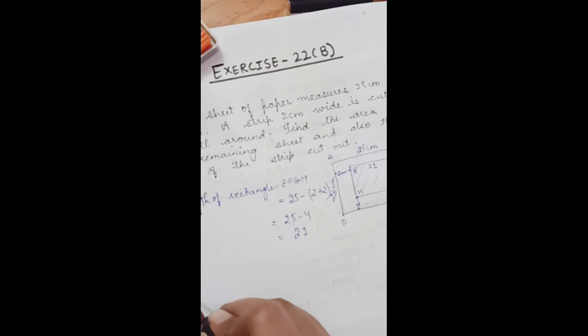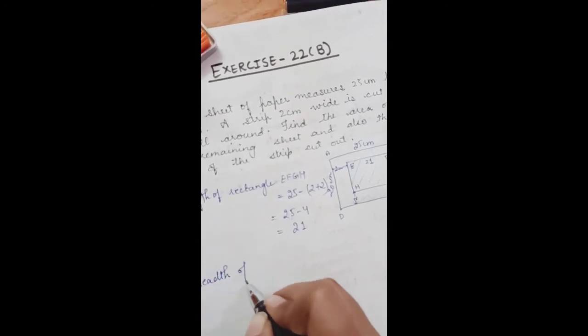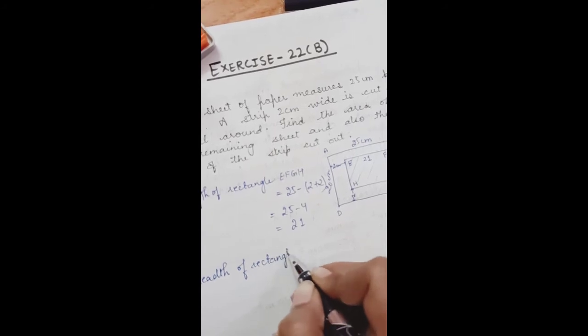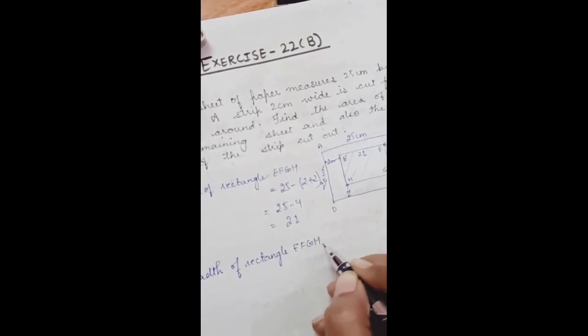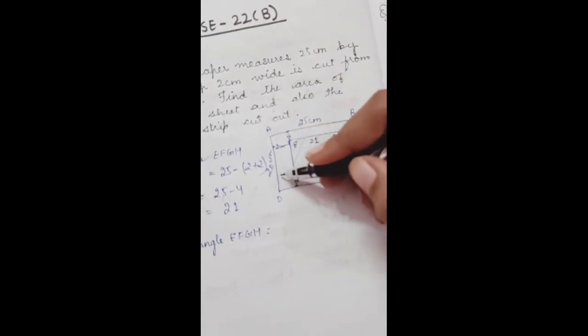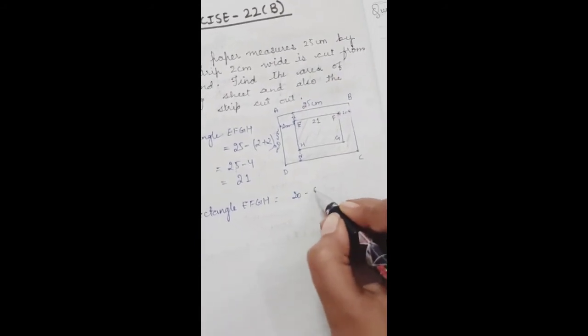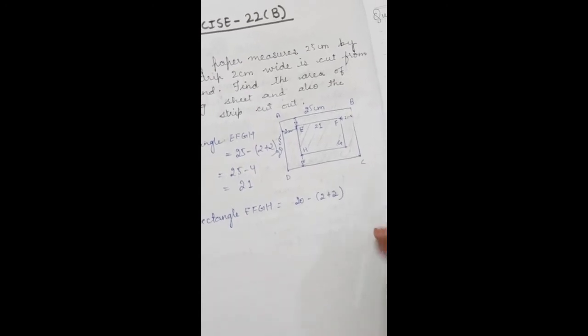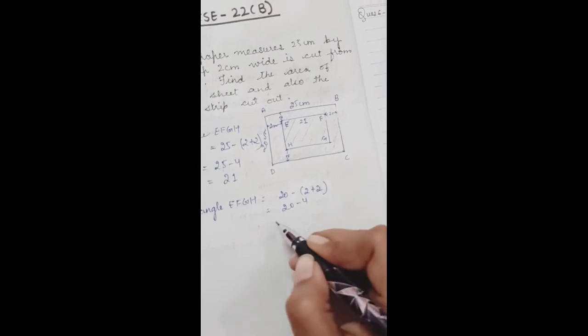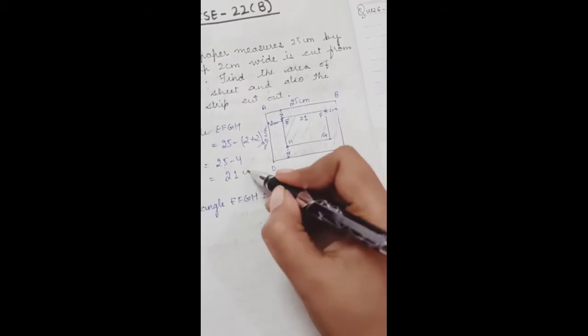Similarly, if we talk about the breadth of rectangle EFGH, the breadth has been reduced by 2 centimeter from this side and from this side also, right? This total is 20. So what would be the breadth of the rectangle? 20 minus 2 plus 2, isn't it? 20 minus 4, what you get here? 16. So your length would be 21 and breadth would be 16.